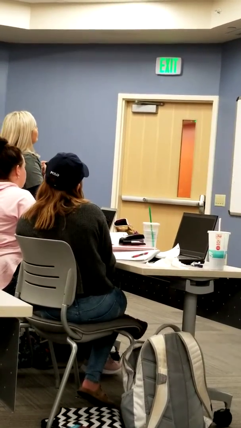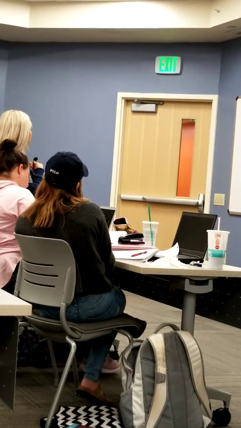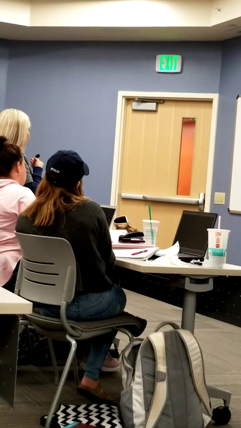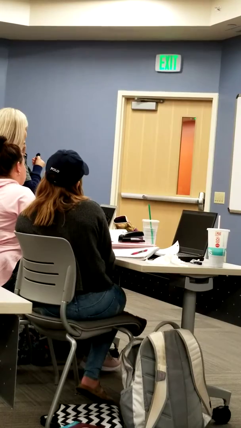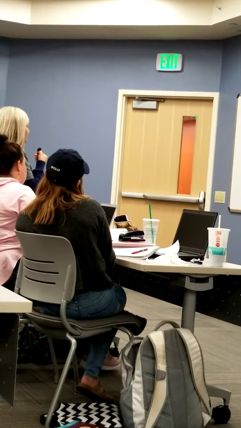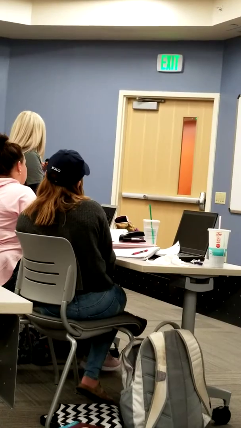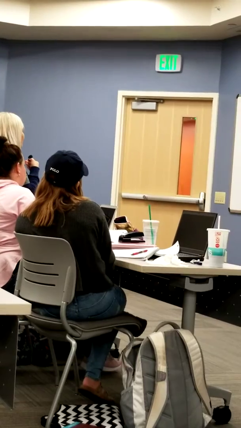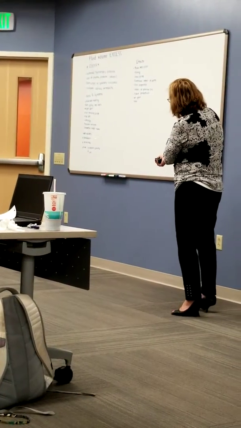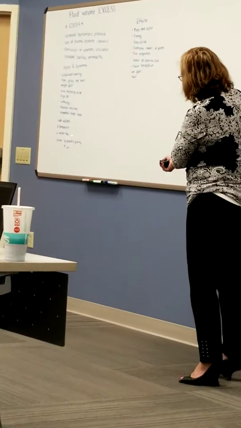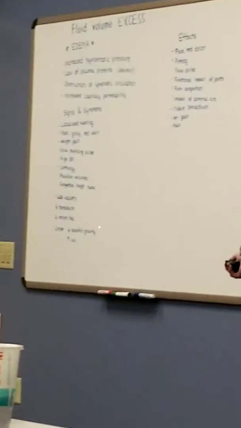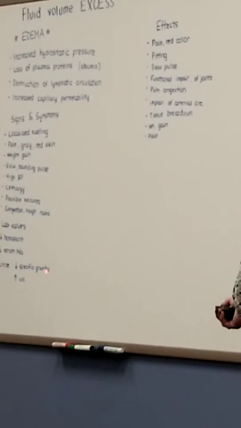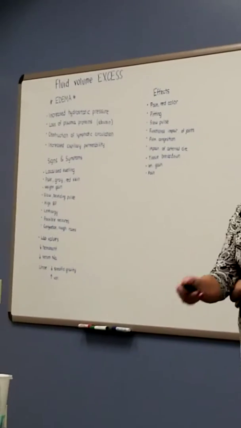Okay, so some signs and symptoms of edema are localized swelling. Your skin can change to pale gray or red. You can get weight gain, slower bounding pulse, high blood pressure, lethargy, possible seizures, congestion, cough, or else. Your lab values, your hematocrit will be decreased, and your serum sodium will be decreased, and your urine specific gravity is decreased, which increases the volume.